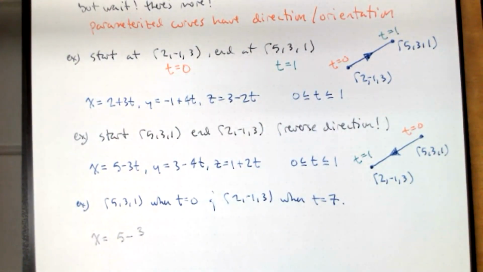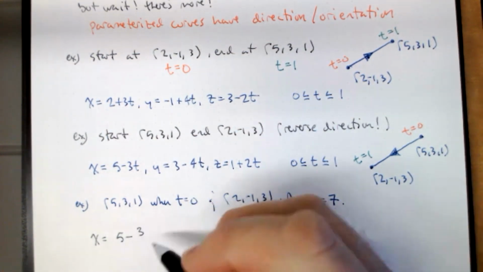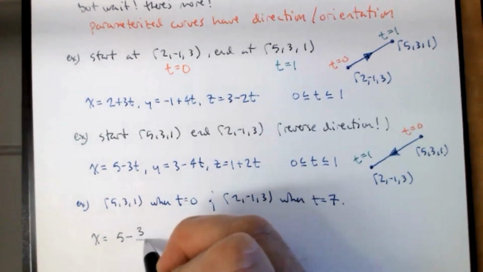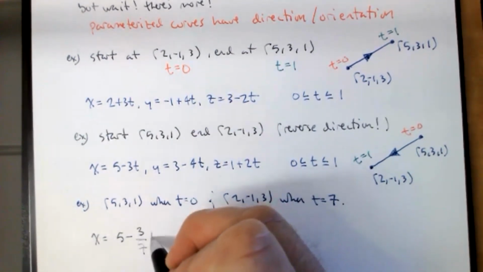So I don't want to subtract 3 every 1 unit. I want to subtract 3 every 7 units. So t goes from 0 to 7 instead of from 0 to 1. That means if we think in terms of y equals mx plus b and rise and run, we're changing the run from 1 to a run of 7. So I don't want to subtract an entire 3 until t has gone through 7 units.